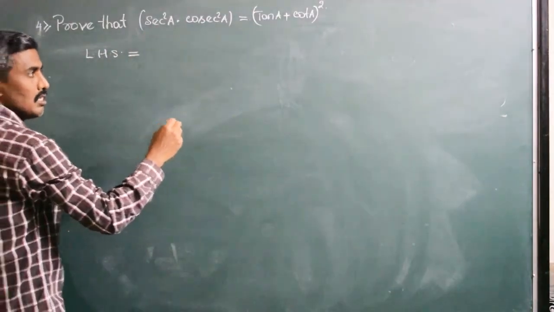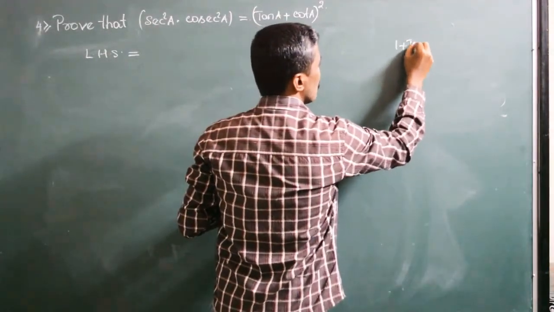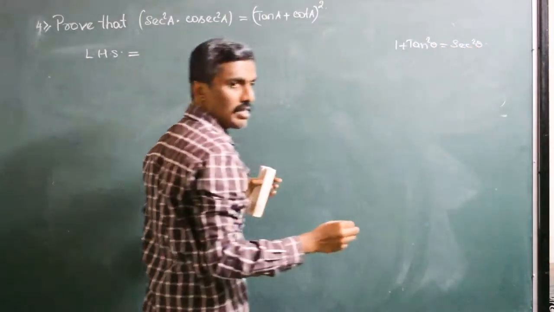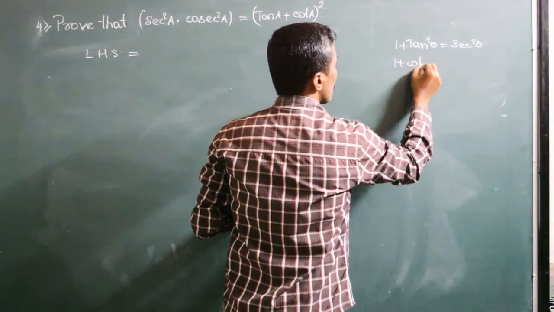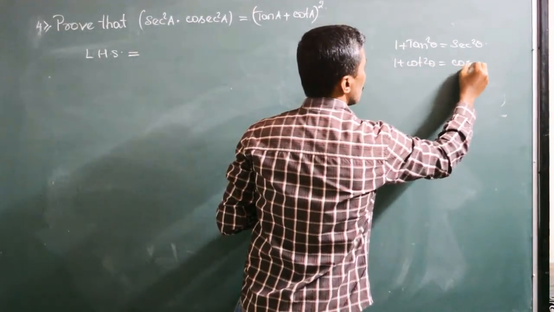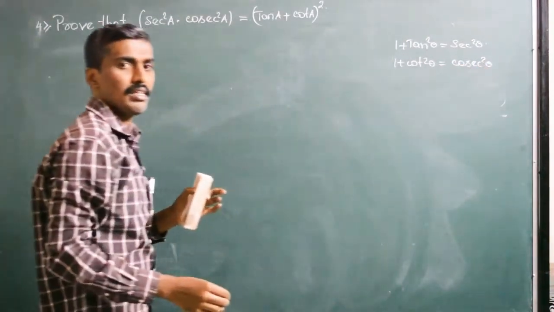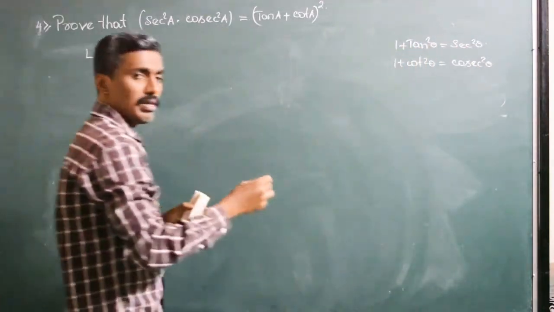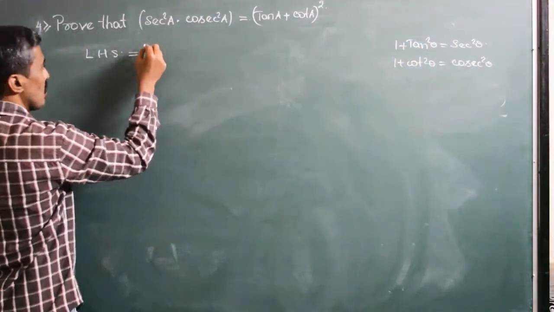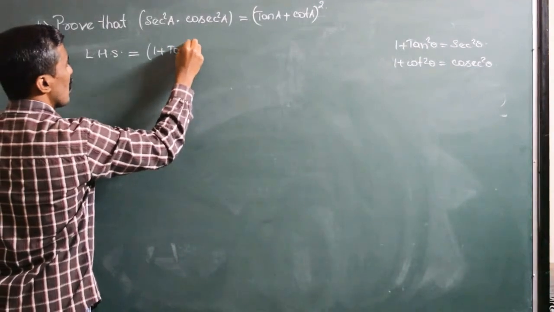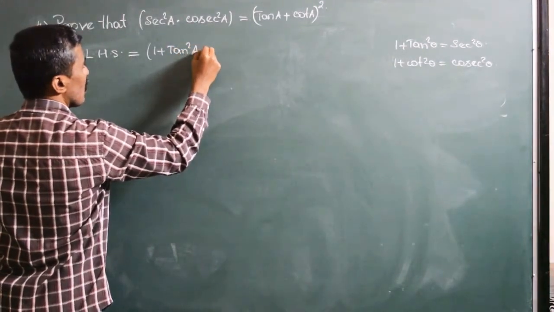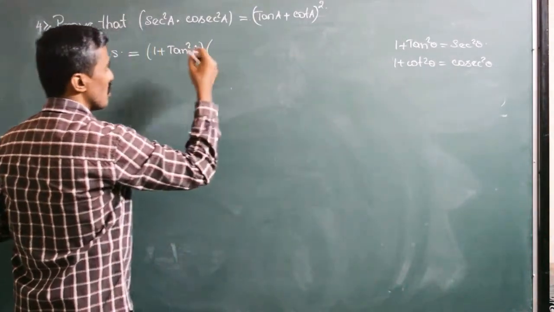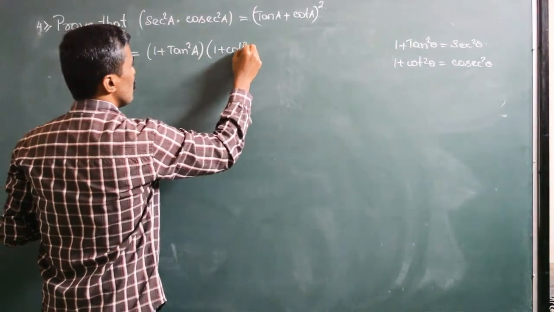What is secant square theta? 1 plus tan square theta is equal to secant square theta. Yes, this is the second identity. Similarly, 1 plus cot square theta is equal to what? Cosecant square theta. This is the third identity. Now we are having these two terms. So therefore secant square theta can be written as 1 plus tan square theta. So secant square A, therefore 1 plus tan square A, into cosecant square theta. Cosecant square theta is 1 plus cot square theta. So 1 plus cot square A.